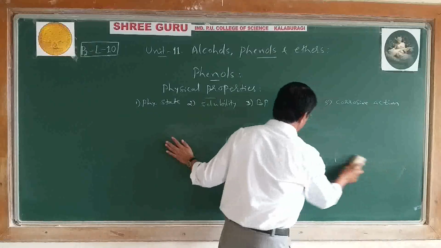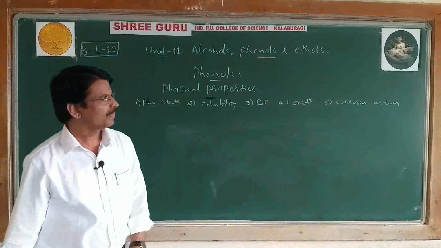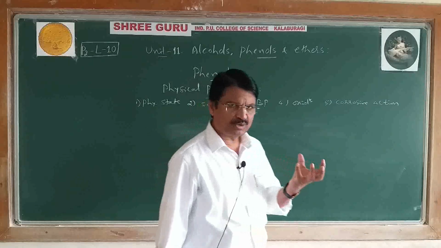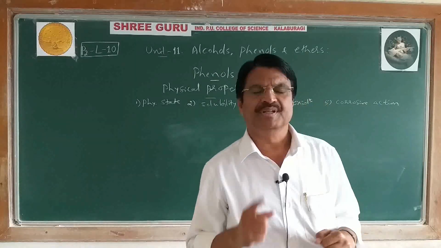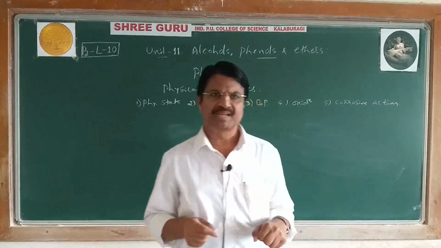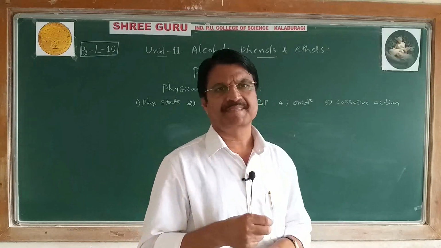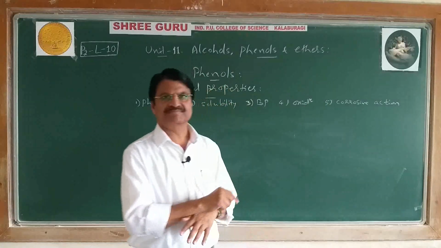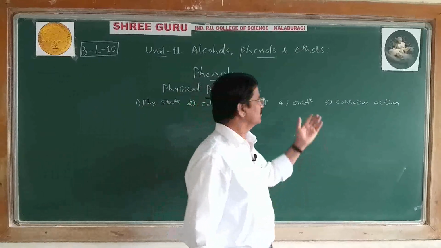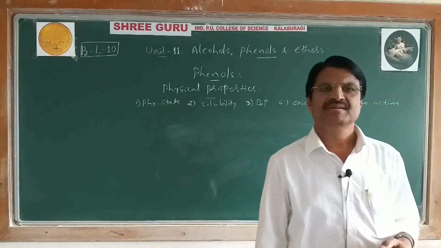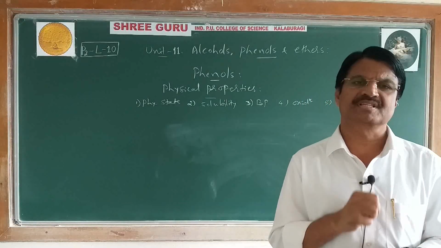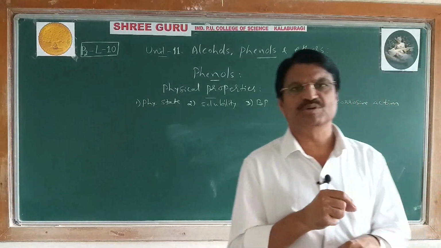Then corrosive action. When phenol comes in contact with skin, it forms blisters. And this action is said to be corrosive action. So it is a highly corrosive compound. It can form blisters on the skin, meaning it may kill the host cells in the body.